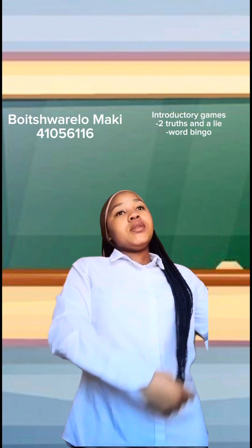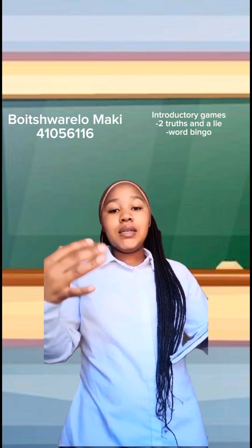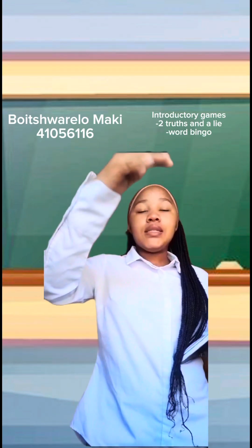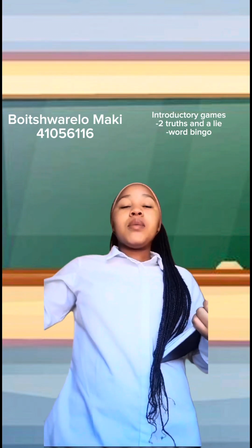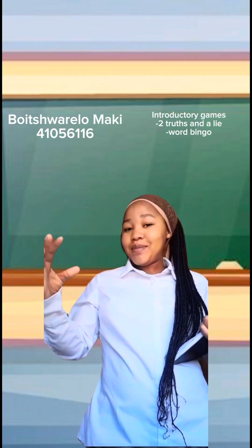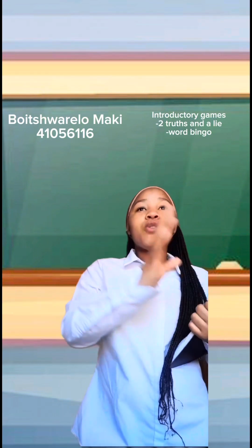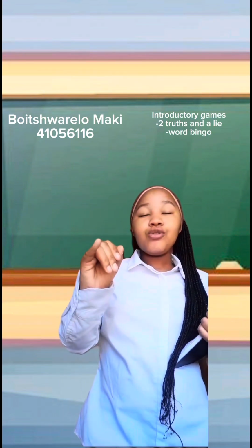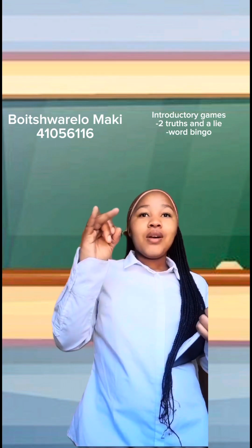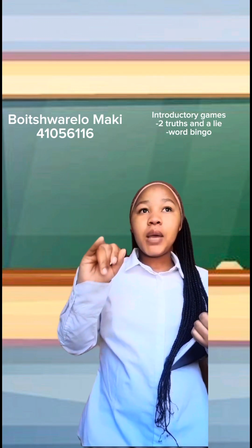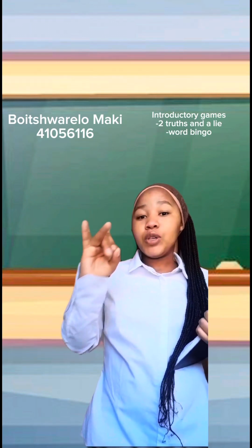The reason I changed the table arrangement and the seating arrangement in the classroom is because I want us to play 2 games. How does that sound? Great. We are going to play 2 truths and a lie. We are also going to play word bingo. The first game is 2 truths and a lie. The second game is word bingo.